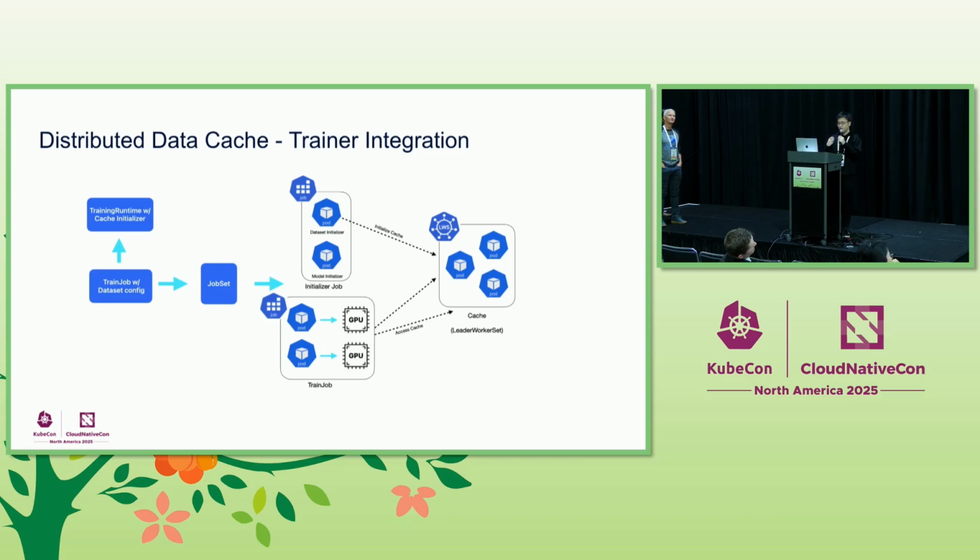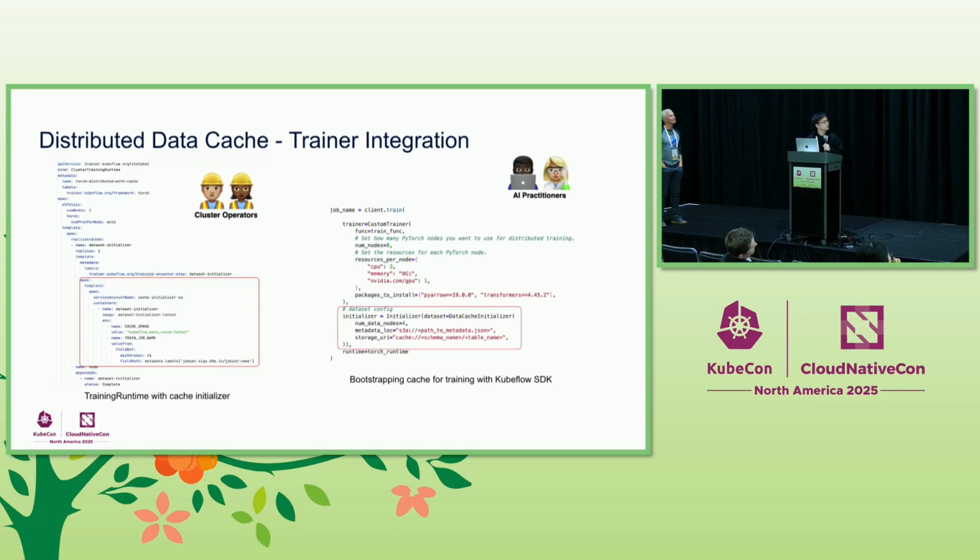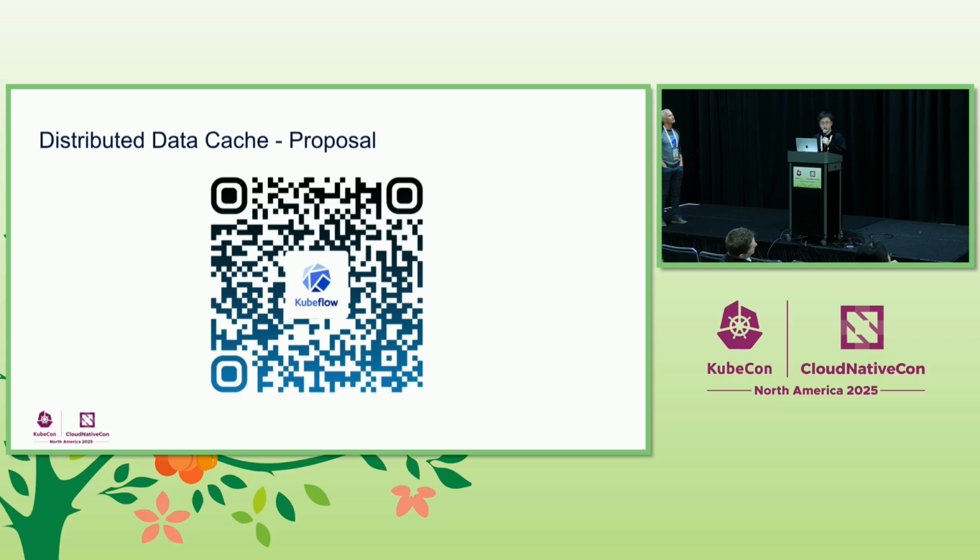Once you deploy a TrainJob, you can start data loading steps before the actual training process. And once the data loading succeeds, the TrainJob can start. And this is how you can actually leverage the data cache with a TrainJob, with a YAML example and a Python SDK example. If you are interested in this feature, please check this. This is the actual technical detail. Please see this QR code if you are more interested in the technical details.